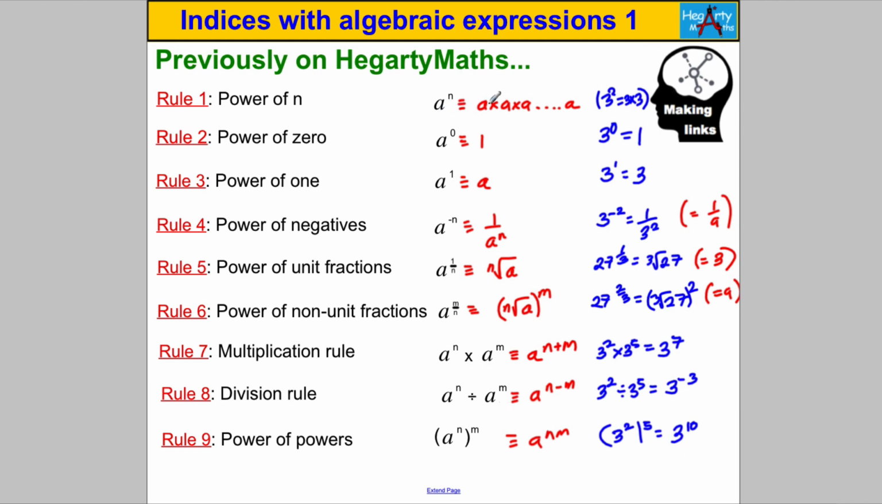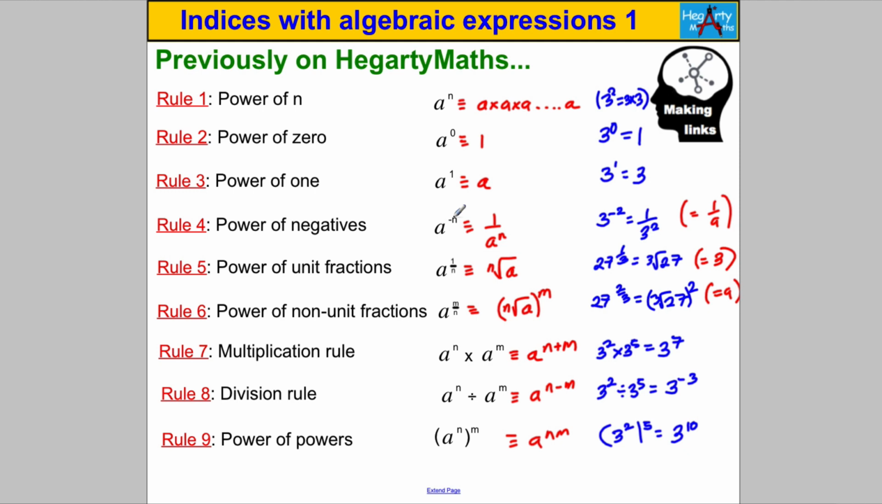A to the power of n meant a multiplied by itself n times. So for example, 3 squared means 3 times 3, 3 multiplied by itself twice. Anything to the 0 is 1. 3 to the 0, for example, is 1. Anything to the power of 1 just gives you the number itself. 3 to the 1 is 3.